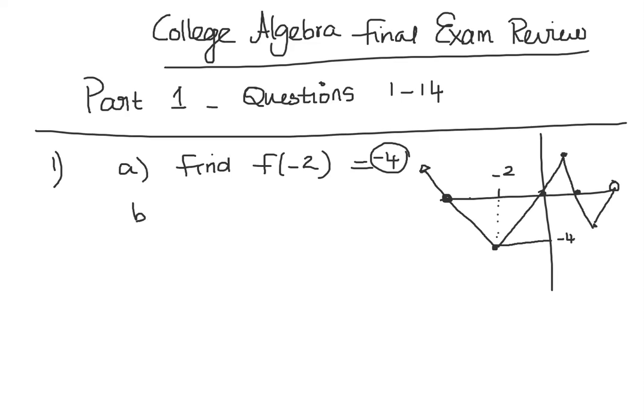B, you have to find the zeros. Zeros means all the x-intercepts are zeros. This is a 0, this is a 0, this one is a 0. So you have to check on the graph, and I can just write the zeros as -5, 0 and 2.